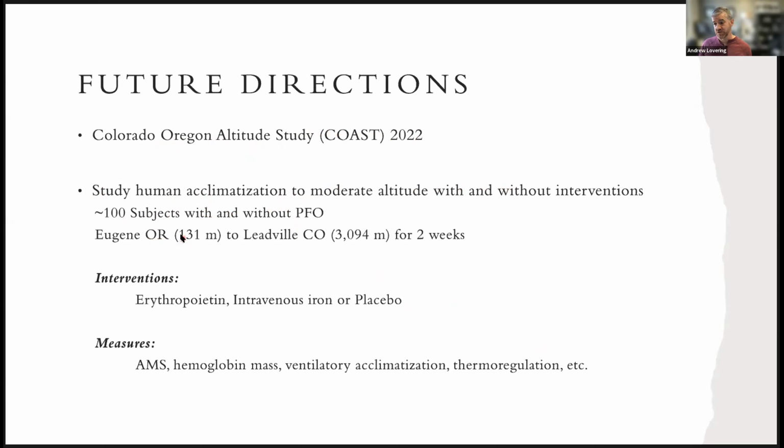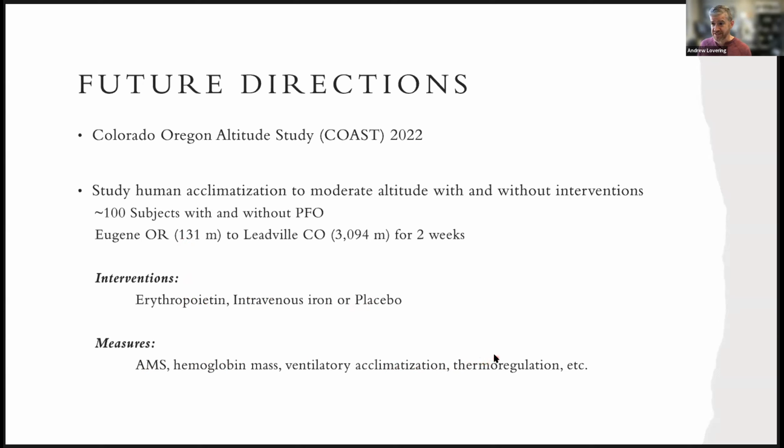And we're going to keep them there for 2 weeks and study them acutely, and then over the course of the 2 weeks of acclimatization. The interventions we have planned right now are erythropoietin, intravenous iron, or they'll get a placebo. And then we'll look at some of the usual suspects, AMS, hemoglobin mass, ventilatory acclimatization, some thermoregulatory aspects, but we'll also be looking at some of the non-usual suspects, and those will be circulating levels of cytokines and things like this.